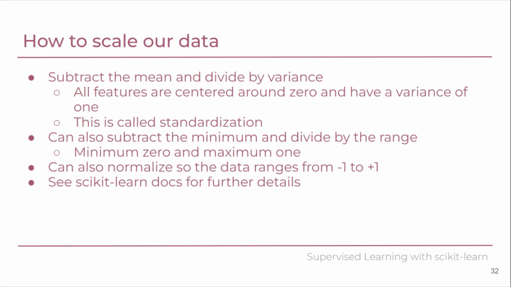There are several ways to scale our data. Given any column, we can subtract the mean and divide by the variance so that all features are centered around 0 and have a variance of 1. This is called standardization. We can also subtract the minimum and divide by the range of the data so the normalized dataset has minimum 0 and maximum 1. Or, we can center our data so that it ranges from -1 to 1 instead. In this video, we will perform standardization, but scikit-learn has functions available for other types of scaling.